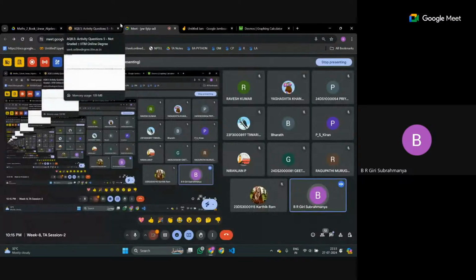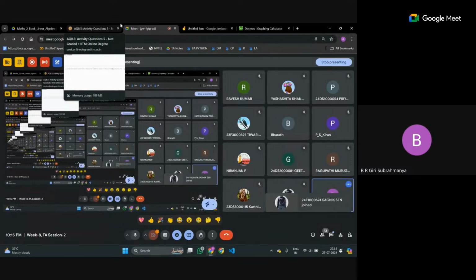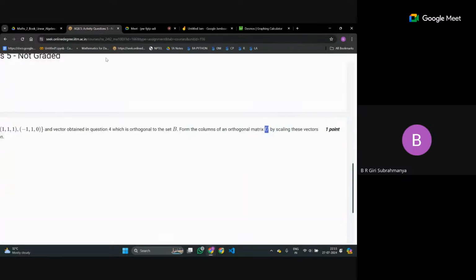If Q has to be an orthogonal matrix, then the column vectors have to be orthonormal. So what we have to do is find the unit vector form of these three vectors and put them in the columns. I hope that should be easy for you, right?